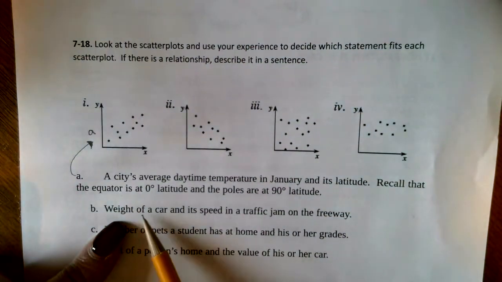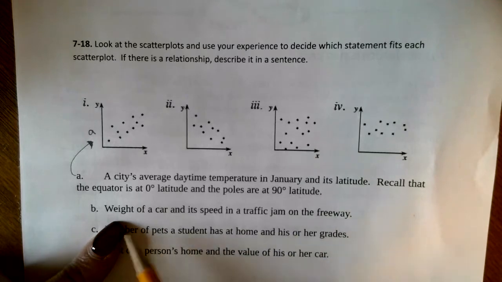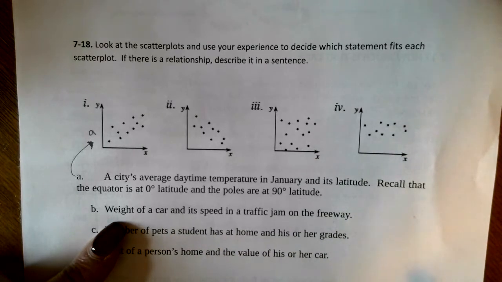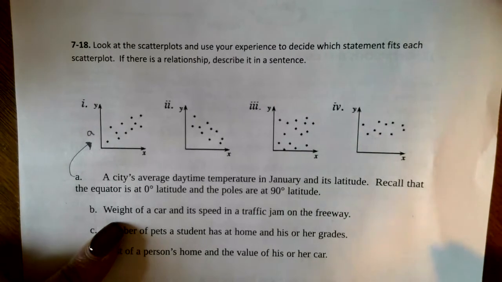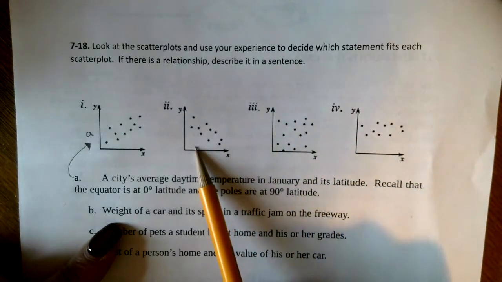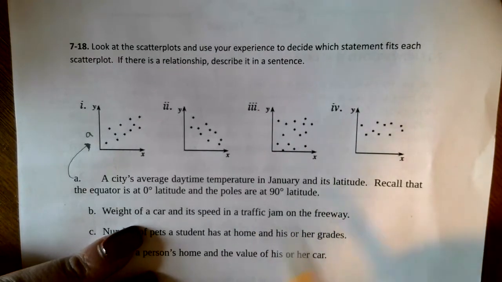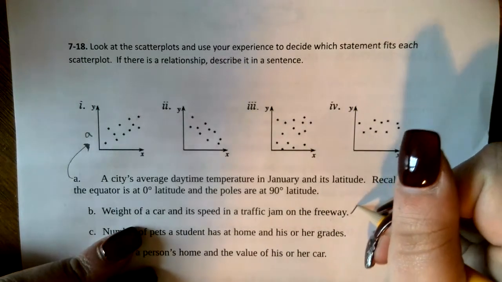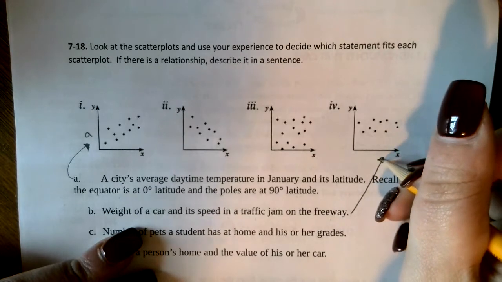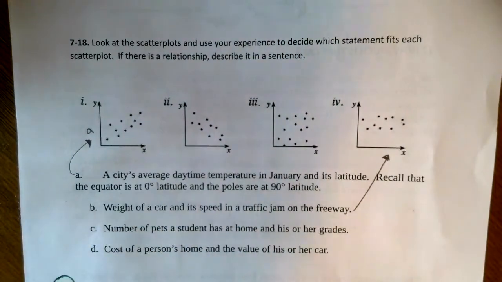All right, next up. Weight of a car and its speed in a traffic jam on the freeway. If there's a traffic jam, does the weight of the car have any impact on it whatsoever? No, right? It's going to stay the same regardless of how heavy the car is. So that's why it's definitely not this one. Does the speed change at all? No, because everyone is staying the same; the weight doesn't impact that at all. So that one would match up nicely right here because the speed stays the same. The weight is the only thing that's impacted.